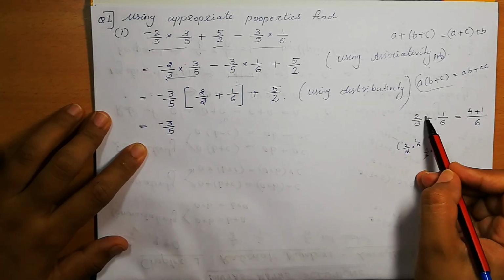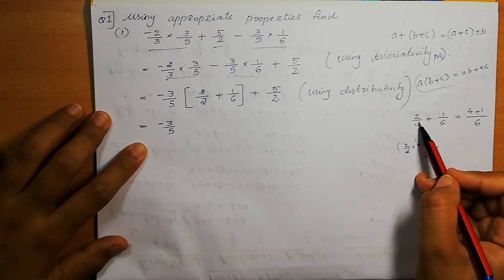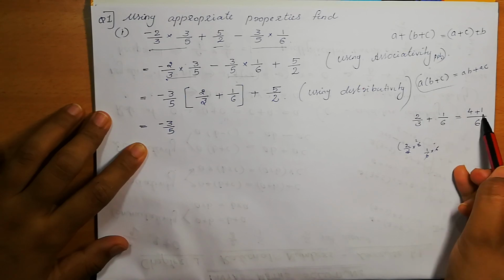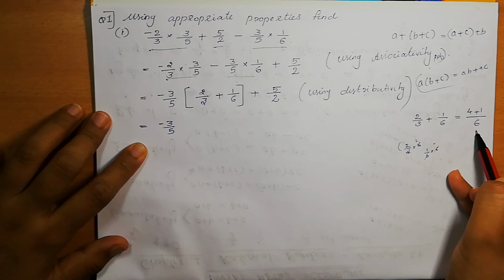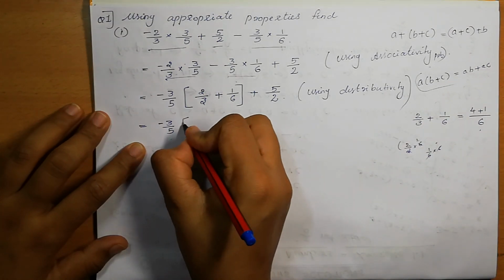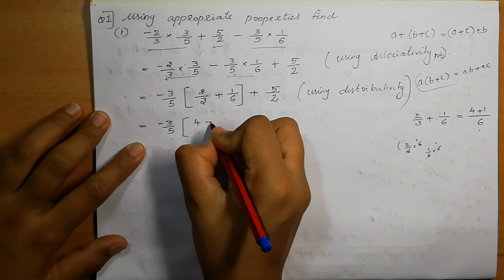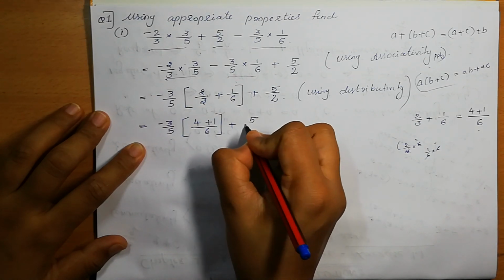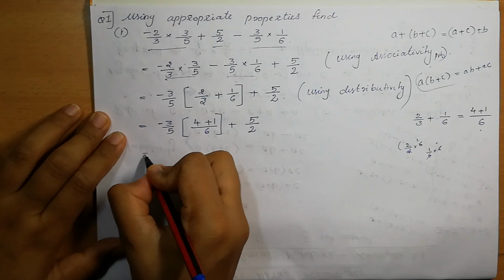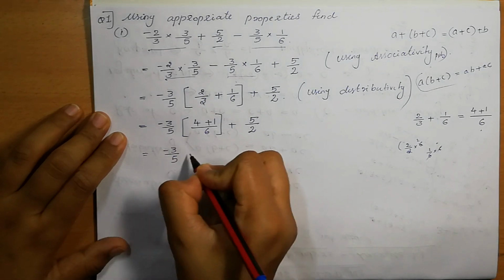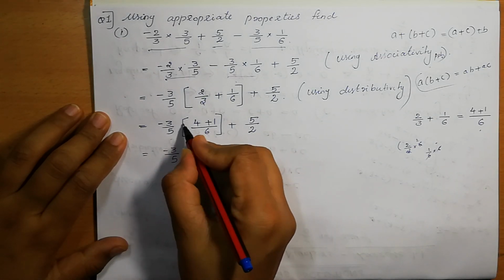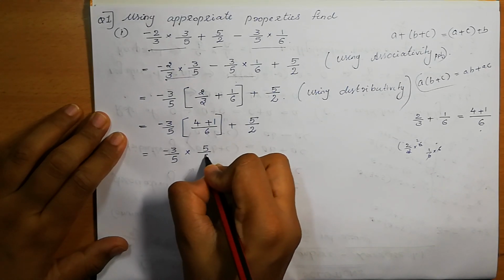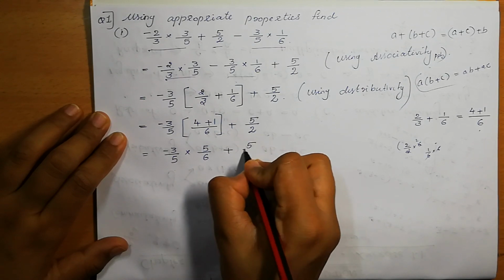Multiplying with the LCM: 2 by 3 into 6, 3 2s are 6, so 2 into 2, 4. 1 by 6 into 6, 6 is cancelled, remaining is 1. The whole divided by LCM. LCM is 6. So this one we can write in bracket as 4 plus 1 divided by 6, plus 5 by 2. So we can write minus 3 by 5. 4 plus 1, 5. This bracket means what? Into only, right? 5 by 6 plus 5 by 2.